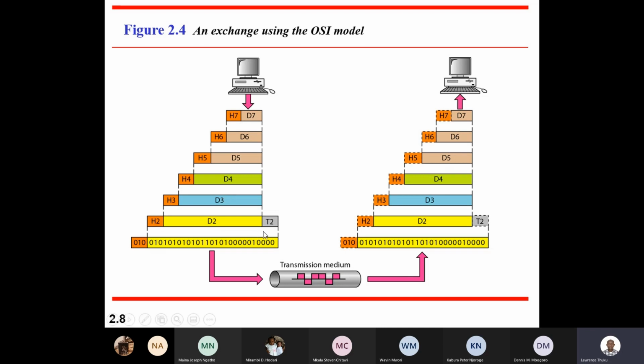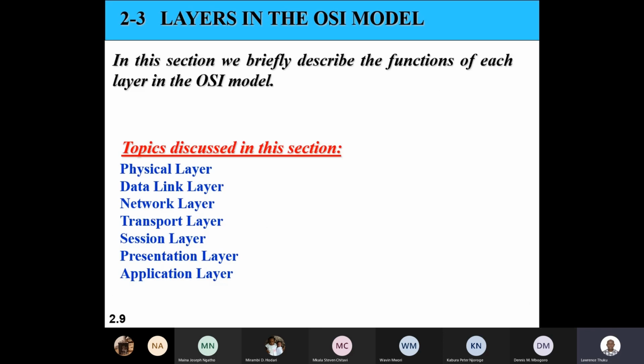Now note here, we have at D2 here, we also have the transmission number 2. In this case, it's a section whereby you check for errors and of course check for all this communication taking place between the two different layers. So there's that action, and of course the data again moves from one level to the other.